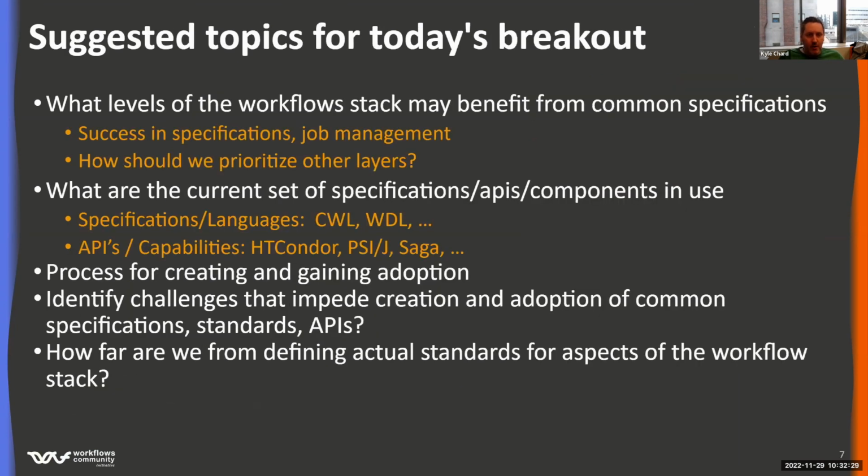So I'll finish with a highlight of the topics we want to discuss in today's breakout. And I should say this is not exhaustive. We welcome people to join the breakout and suggest other things we should be talking about. So as I said, what levels of the workflow stack would benefit from specifications? What are the success stories so far that we see out there in the community at different layers? What are the processes that we should be going through to create these types of specifications? How can we maintain them? How can we gain adoption? What are the challenges that have impeded the creation of common specifications, and particularly their adoption? Because I think there's probably no shortage of specifications that have been created.